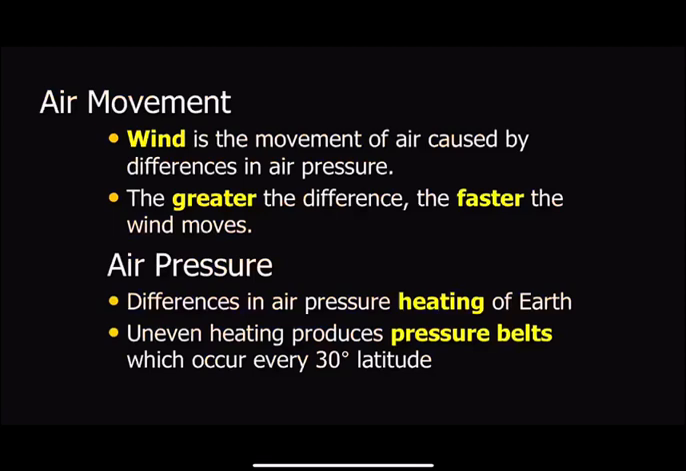So first we need to understand what air movement is. Okay? Now air movement is basically wind. And wind is the movement of air caused by differences in air pressure. You remember air pressure. Air pressure is basically the intensity or the weight of air molecules pressing down on you. Okay? The greater the difference, the faster the wind moves.